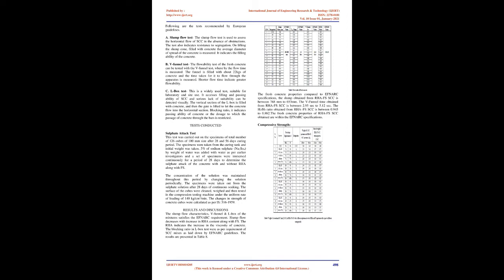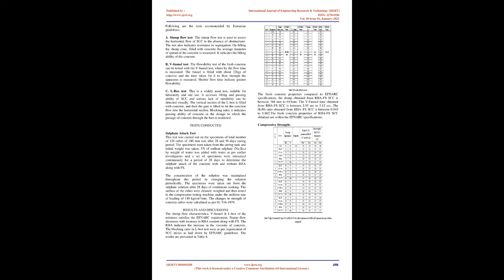C, L-box test. This is a widely used test, suitable for laboratory and site use. It assesses filling and passing ability of SCC, and serious lack of suitability can be detected visually. The vertical section of the L-box is filled with concrete, and then the gate is lifted to let the concrete flow into the horizontal section. Blocking ratio indicates passing ability of concrete, or the degree to which the passage of concrete through the bars is restricted. Tests conducted. Sulfate attack test.